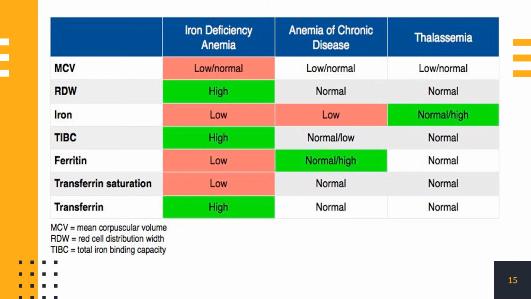Here is a table comparing iron deficiency anemia versus anemia of chronic disease and its close differential thalassemia. Note that iron deficiency anemia has a high RDW value, a high TIBC value, as well as a high transferrin value. In contrast to thalassemia, iron levels are normal and high in the latter condition.